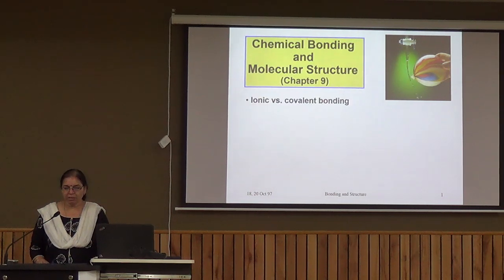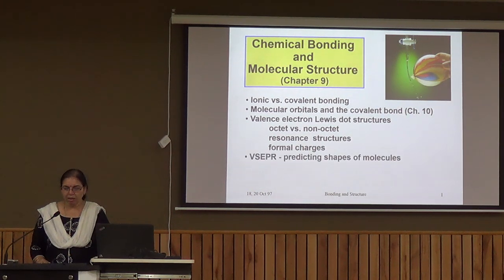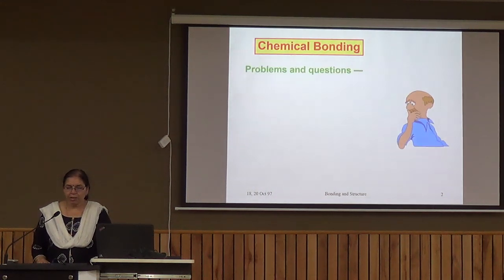And in this chapter, we will study ionic versus covalent bonding, molecular orbitals and covalent bonds, valence electron dot structures, octet versus non-octet, resonance structures, formal charges, VSEPR predicting shapes of the molecules, bond properties, polarity, bond order, bond strength. Chemical bonding, problems and questions.